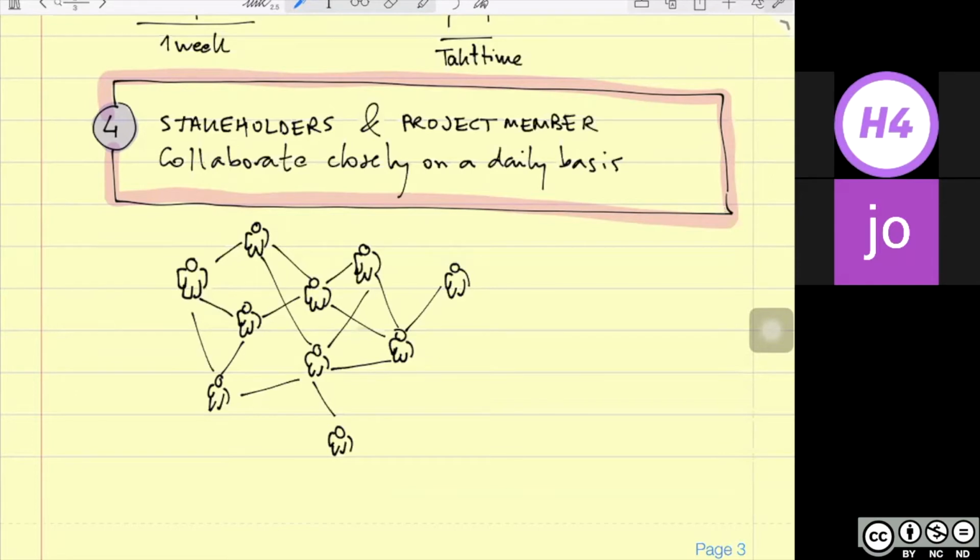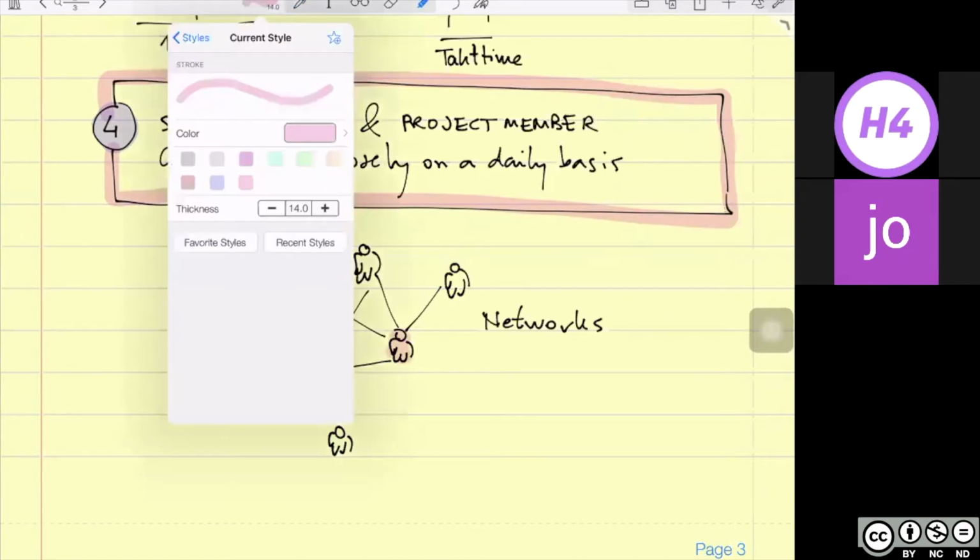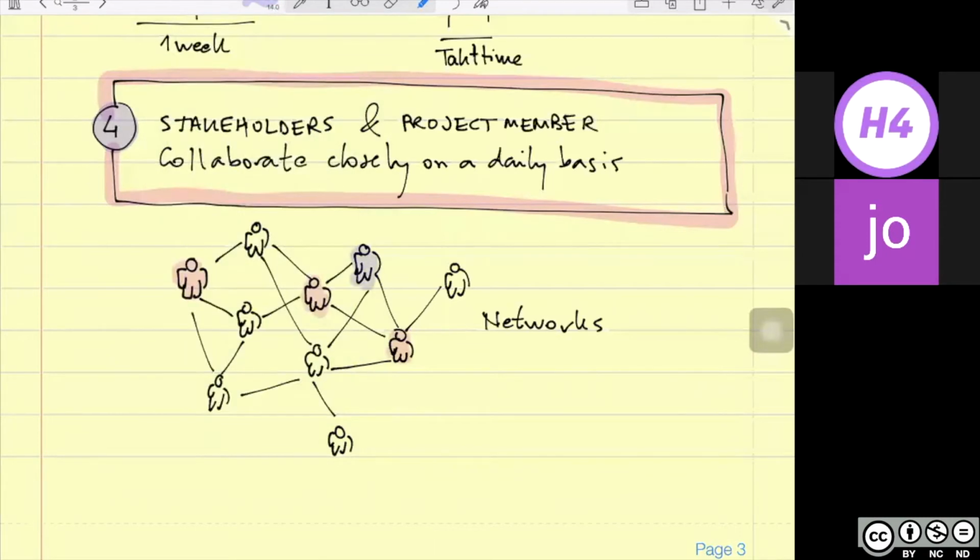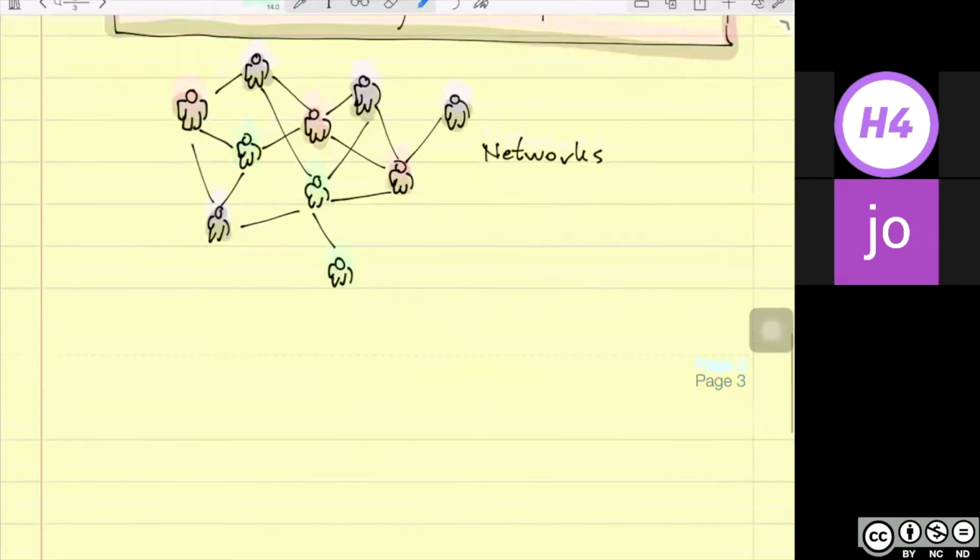Okay, so here you have complex networks with all the dynamics that we've been looking at in the past weeks. Any questions? So you can measure all this. You can have different colors for different roles, and we will look into that in a minute, what different roles we have here in Agile.